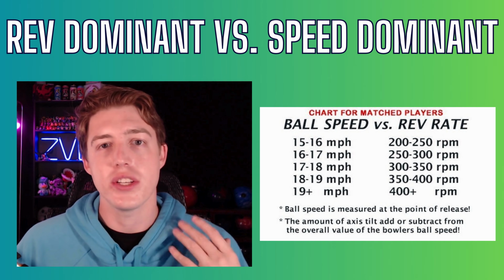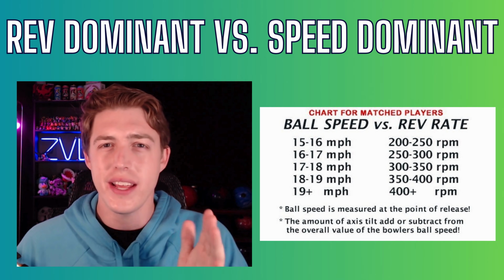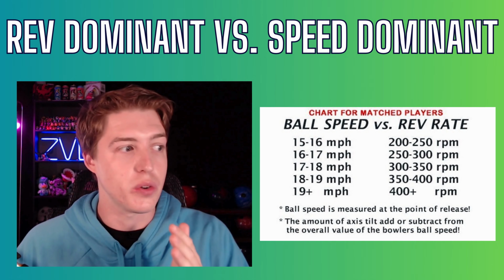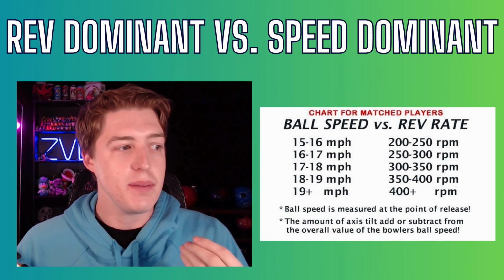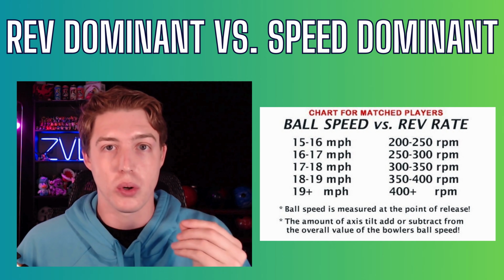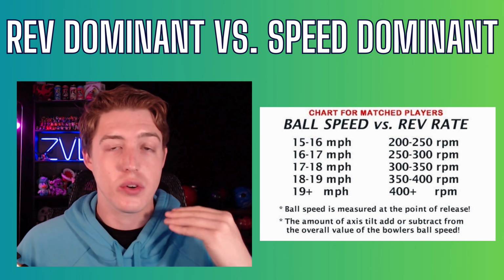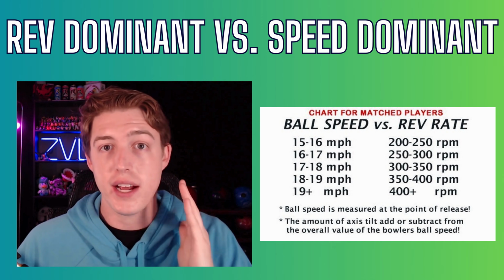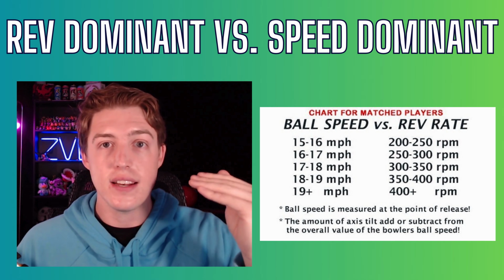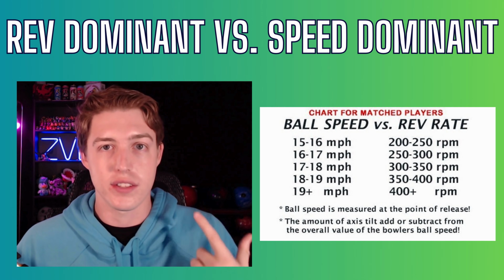So how do you actually figure this out? I found a very fantastic guide from Motive that shows what a true balanced bowler is. A balanced bowler is where your rev rate and your ball speed match very closely. According to them, 17 miles per hour and 300 to 350 RPM is a balanced bowler. Then for every mile an hour above this, your rev rate has to increase by 50. So if your ball speed off your hand is 17, a 300 to 350 rev rate is balanced. If you get up to 18, then your rev rate has to jump from 350 to 400, and so on and so on.